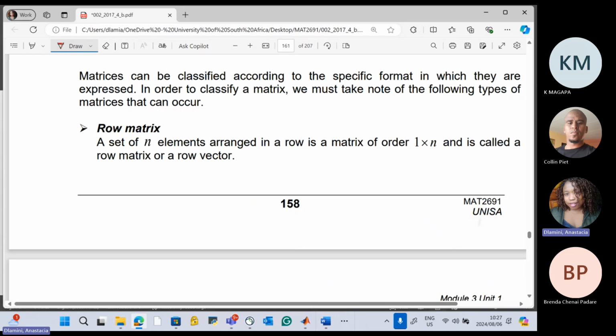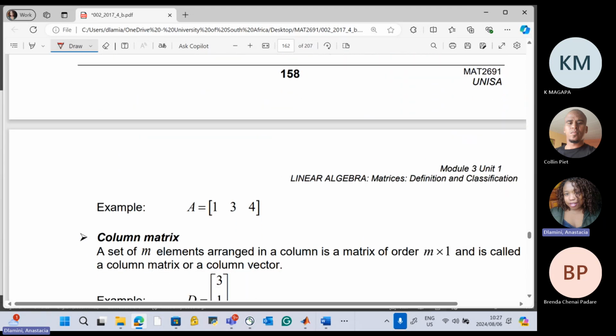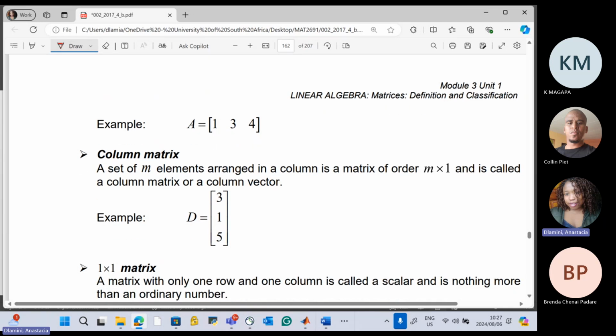Let me just explain this one. So now they're saying that you have, let's say, A is equal to 1, 2, 3, 4. Now this is called a row matrix because why? It has one row and how many columns? 1, 2, 3, 4, 4 columns, right? Or it's called a row vector. Oh, they gave an example.